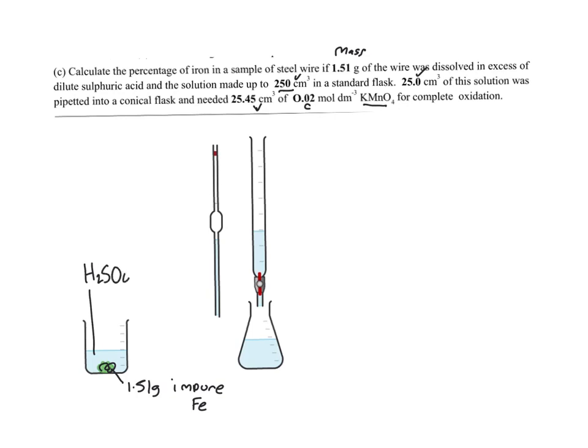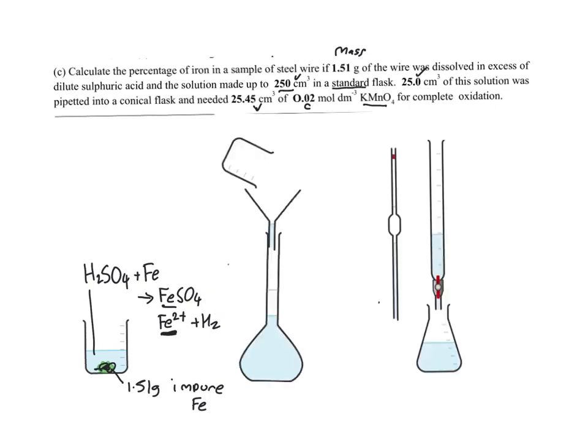So what is produced when the iron dissolves in the sulfuric acid? Well, the Fe gets converted into iron 2 sulfate. And that means the Fe has changed into Fe2+ ions. Now, the Fe2+ ions have been made up into a standard or volumetric flask. So we're now making a standard solution of our Fe2+ ions in 250 centimetres cubed in our volumetric flask.